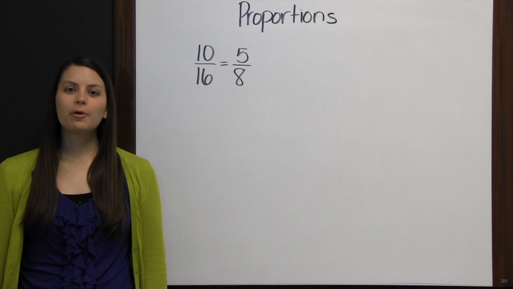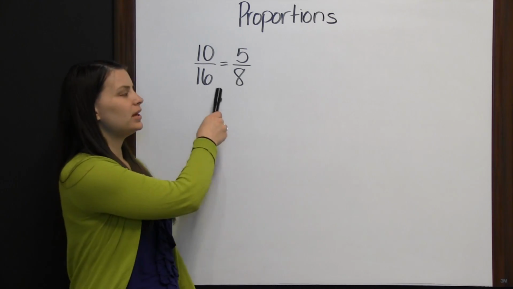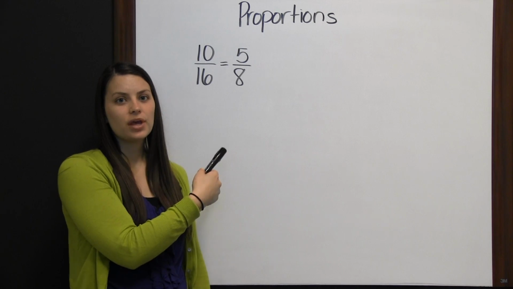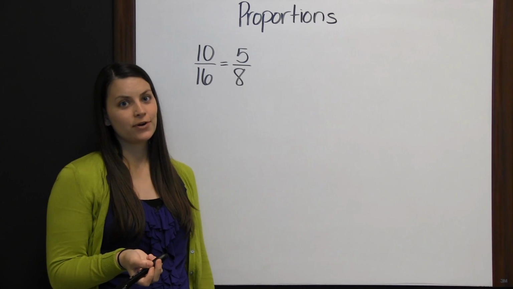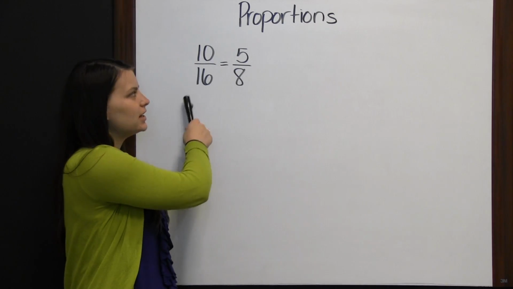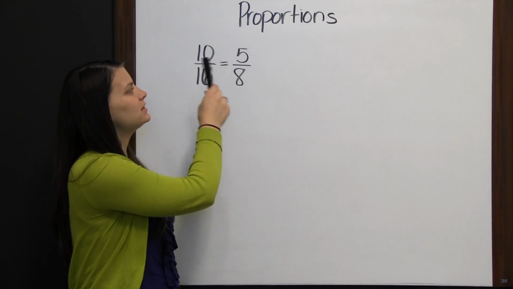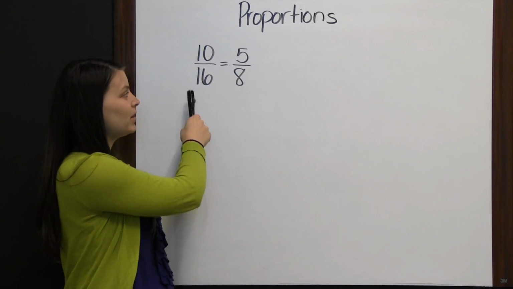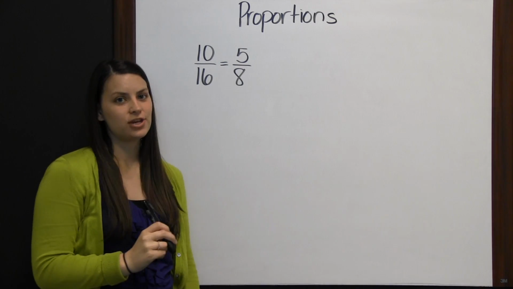Proportions. A proportion is a ratio equal to a ratio, or a fraction equal to a fraction. You've actually been using proportions for a long time. Anytime you simplify a fraction, like 10/16 is simplified to 5/8, then you've written a proportion because you've written a ratio equal to a ratio.